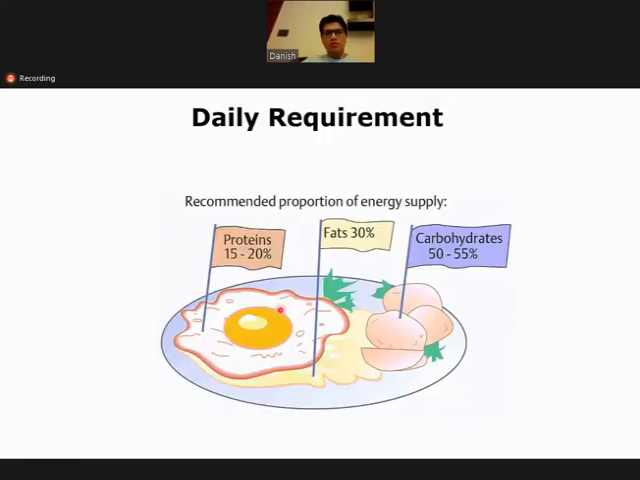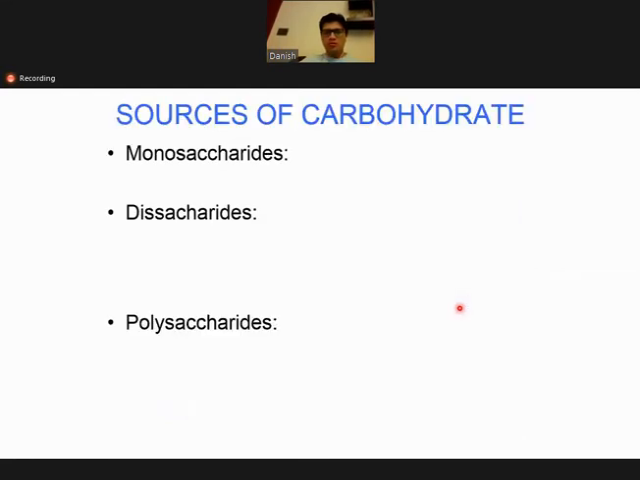Now, a normal adult who weighs approximately 70 kilograms requires approximately 2200 kilocalories, out of which approximately 50 to 55% of his normal diet should contain carbohydrates. That comes from food items that contain carbohydrates. Then 30% should be from fat, and 15 to 20% from proteins. This is the recommended proportion of energy supply, that the proportion of carbohydrate in your diet should be approximately 50 to 55% in a normal condition.